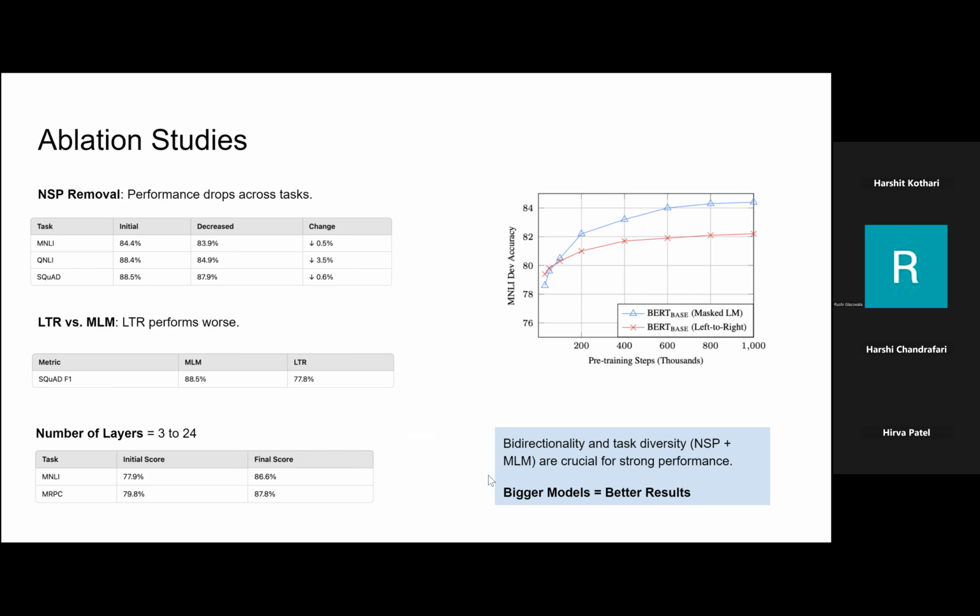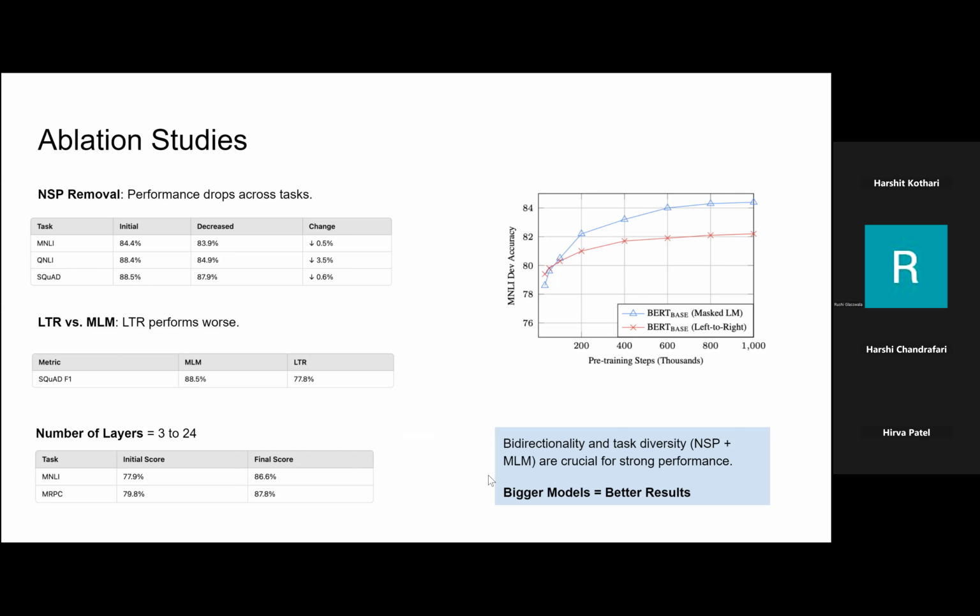Next, we study the effect of the number of training steps. So the question is, does BERT really need such a large amount of pre-training steps? That is 1 million pre-training steps. So the answer is yes. BERT base actually achieves 1% additional accuracy on some benchmark when trained on 1 million steps instead of 500,000.